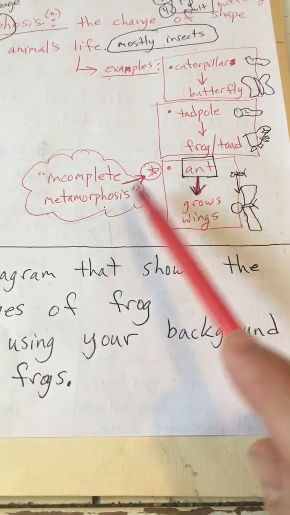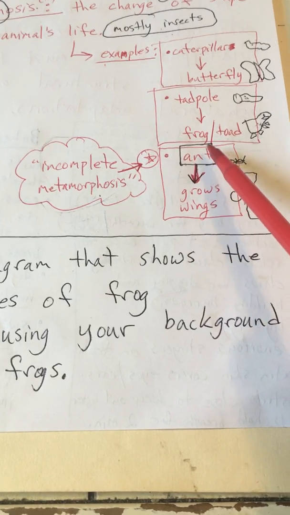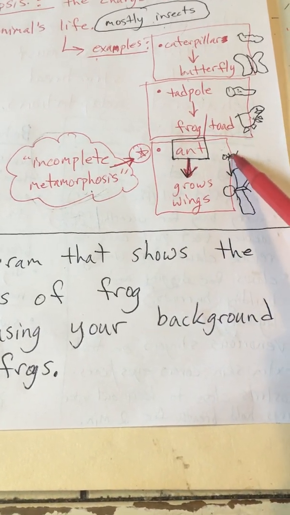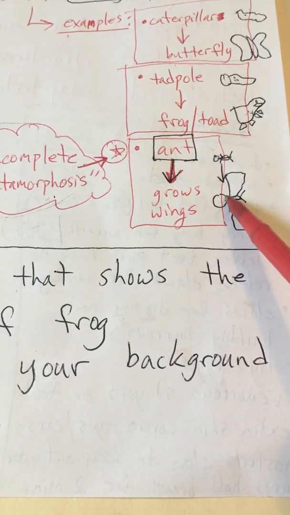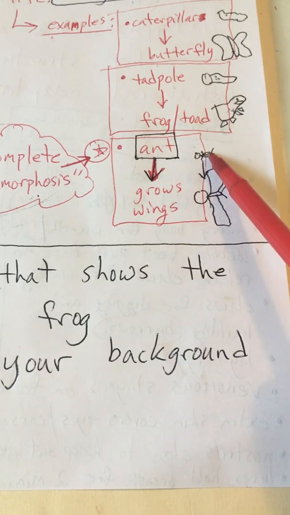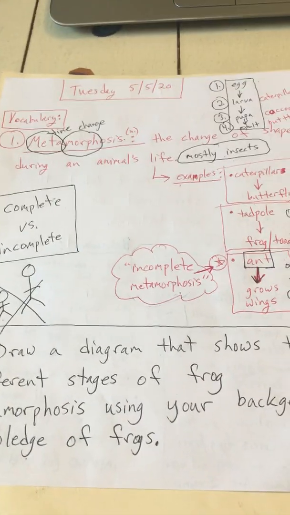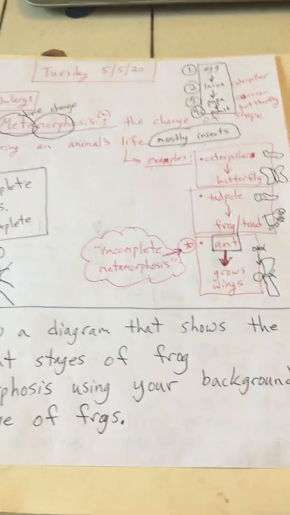Some insects go through an incomplete metamorphosis, like ants that grow wings, right? Some types of ants, they start off looking like a little ant, just like every other ant we've ever seen, and then they eventually, as an adult, look like a big ant with wings, right? So the only thing that changes is that they grow wings. That's an incomplete metamorphosis. Okay, so I want to stress that only insects go through metamorphosis, and some amphibians.